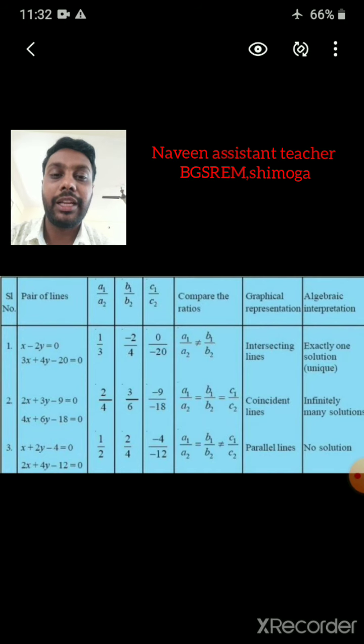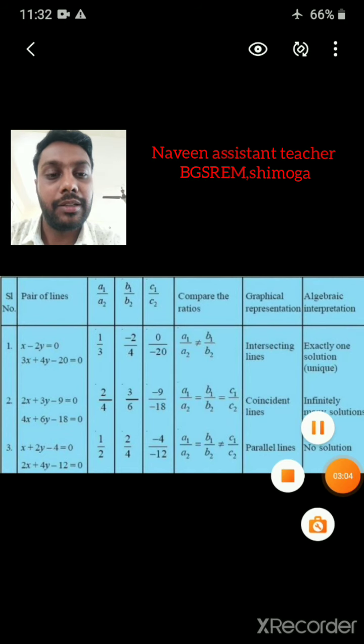Third, if a1/a2 = b1/b2 and not equal to c1/c2, then the graphical representation will be parallel lines, and the algebraic interpretation is that they have no solution. For example, x + 2y - 4 = 0 and 2x + 4y - 12 = 0. These are the three different comparison ratios of a pair of linear equations that are very important.